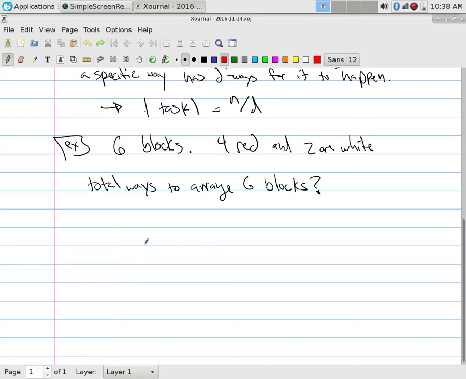Well, how many blocks to choose from for the first position? Six. And so how many blocks to pick something for the second position? There's five left over, right? And four, and three, and two, and one. Some notation.